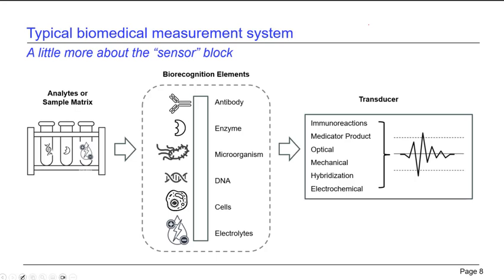Biorecognition elements selectively interact with the analyte, initiating a response that is then captured by a transducer. The transducer converts this biologic interaction into a measurable signal, most often an electrical signal. This signal can then be processed, analyzed, and interpreted for diagnostic or analytic purposes. In this module, the focus is on the electrolytes category and their detection through ion-selective electrodes, which play a crucial role in clinical diagnostics.